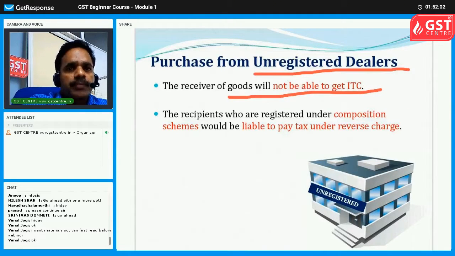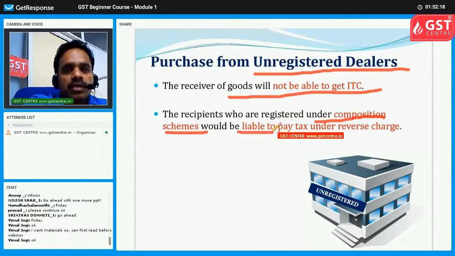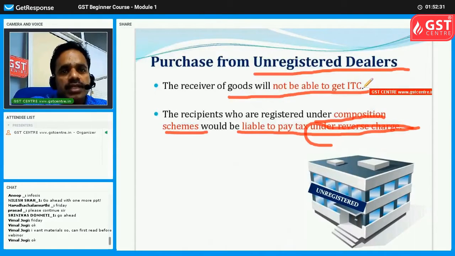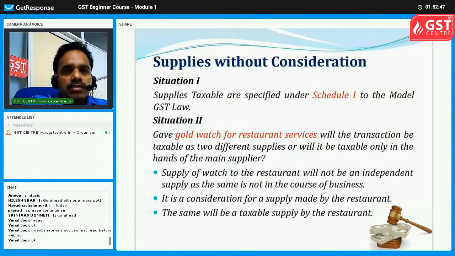So the buyer, the person who is receiving goods or services from unregistered dealers, cannot claim ITC. ITC is the short form of input tax credit. Then the recipients who are registered under the composition scheme will be liable to pay tax under reverse charge. Here also the reverse charge mechanism is coming. So when a composition scheme dealer is buying from an unregistered dealer, he is liable to pay tax under reverse charge. And supplies without consideration.